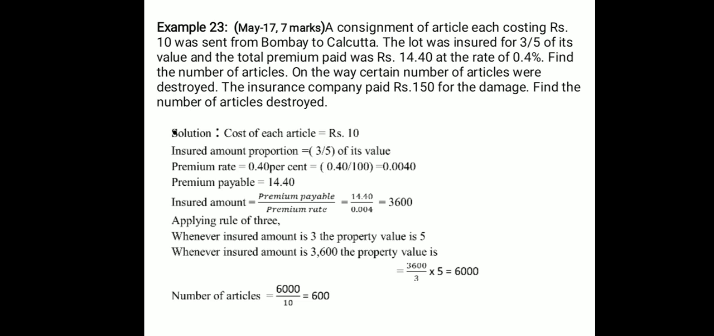A consignment of an article each costing rupees 10 was sent from Bombay to Calcutta. The lot was insured for 3 by 5 of its value and the total premium paid was rupees 14.40 at the rate of 0.4%. Find the number of articles. On the way, a certain number of articles were destroyed. The insurance company paid rupees 150 for the damage.